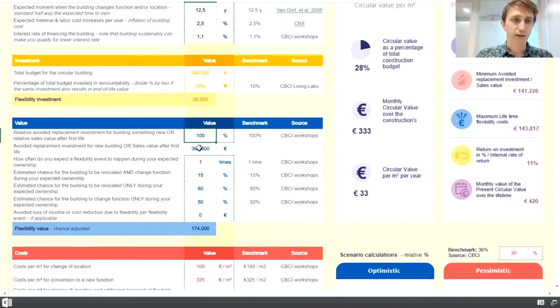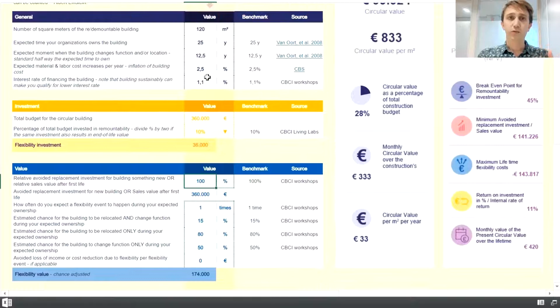Then we expect the relative replacement investment or relative sales value to be 100%, meaning that we expect us to be able to use this building in 12.5 years' time to avoid another investment in the same building. Or avoid this investment. So that's 100%.